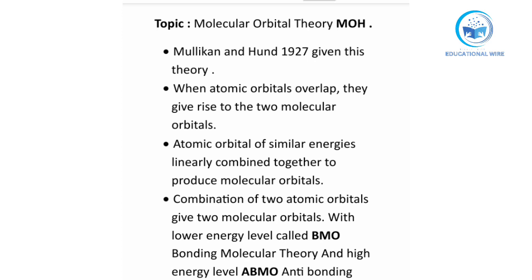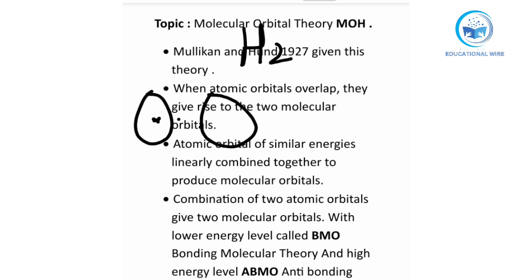When atomic orbitals overlap and give rise to two molecular orbitals, we will take the example of H2. Here is one H moving around its nucleus, and another H. They both add together. They each have one upward electron, and these are called atomic orbitals. When they overlap together, they produce two molecular orbitals.